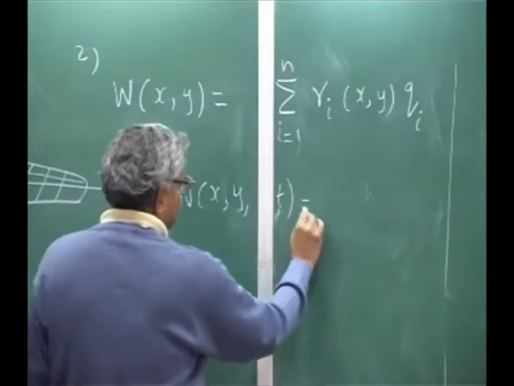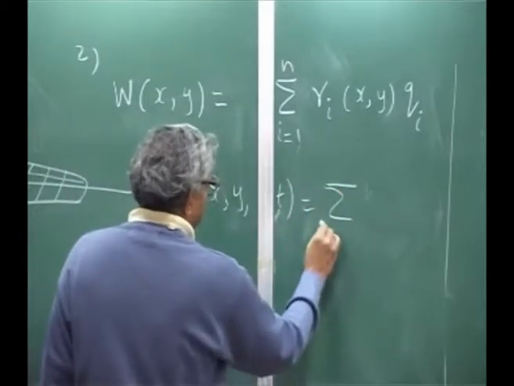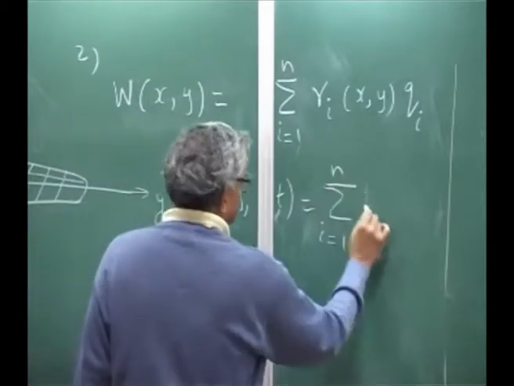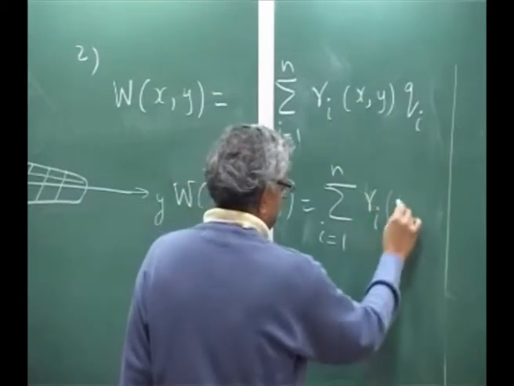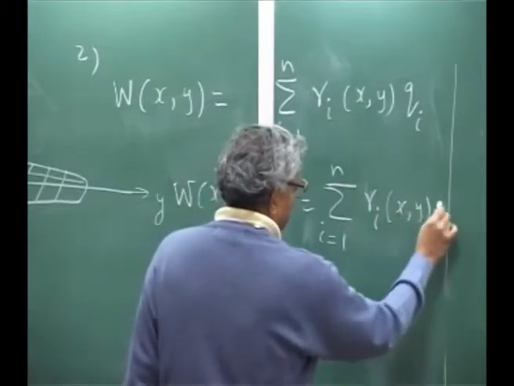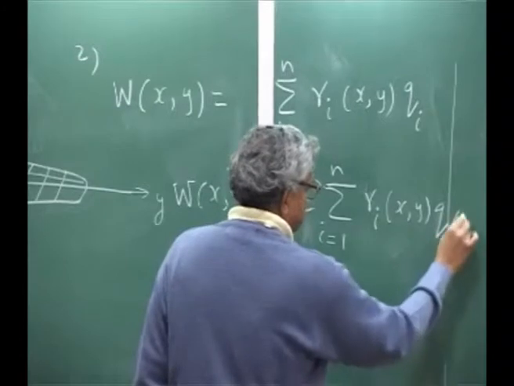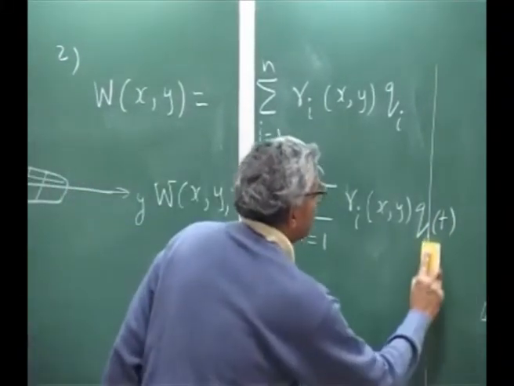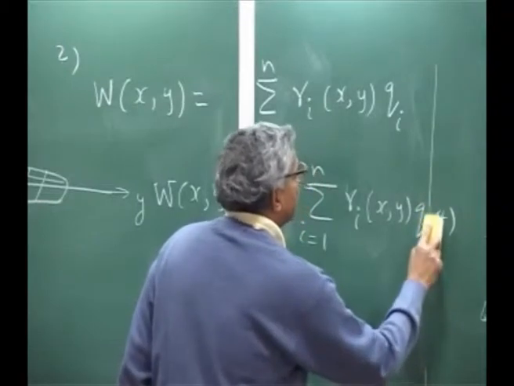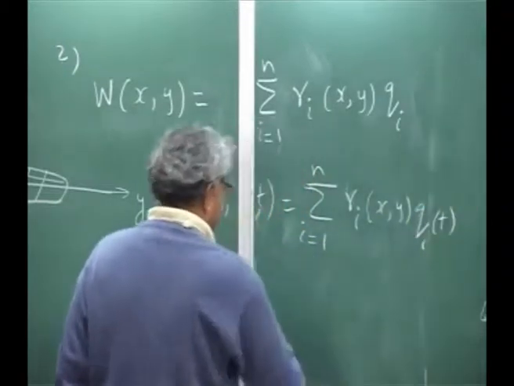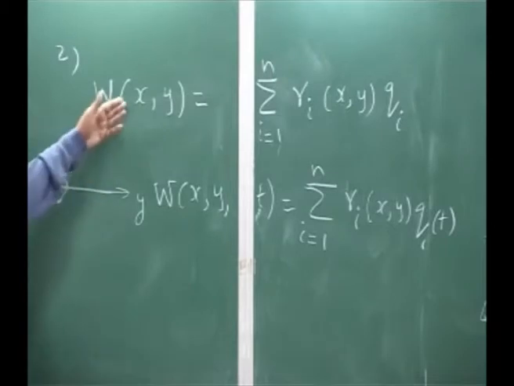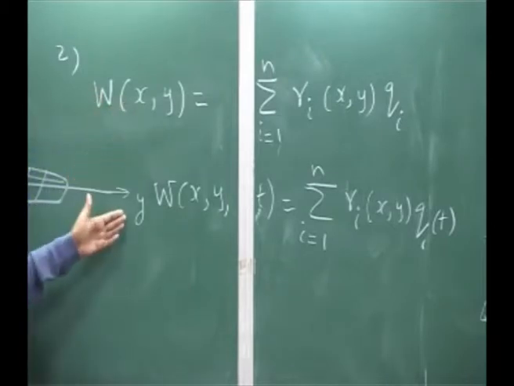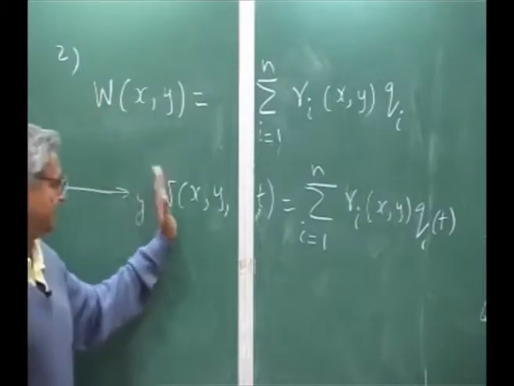This will be in this fashion: summation, i running from 1 to n, gamma i of x, y, q i of t. Okay. If it is a static problem, it will be like this. If it is a dynamic problem, this will be in this fashion.